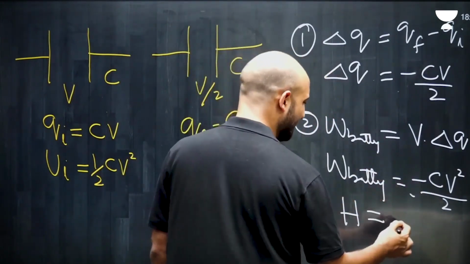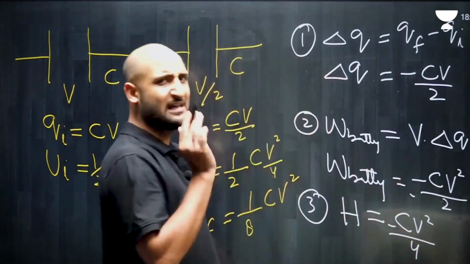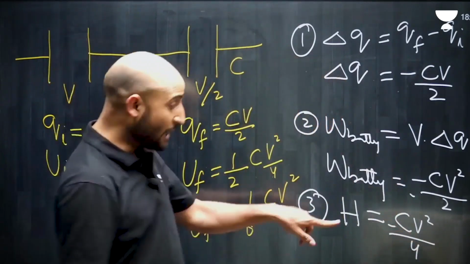That will be equal to CV square divided by 4. If I put a negative sign here as well, let it be. Or if you want to calculate it, how much will be the heat dissipated?